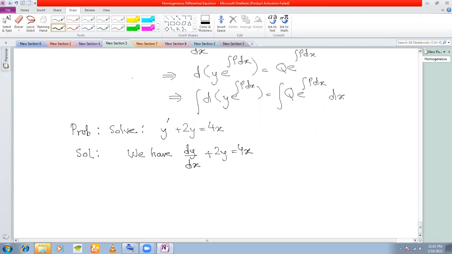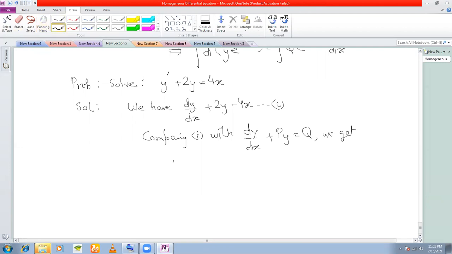Right? Now comparing this with dy dx plus py is equal to q, what do we get? What is the value of p? P is equal to 2, right? And what is the value of q? 4x, isn't it?